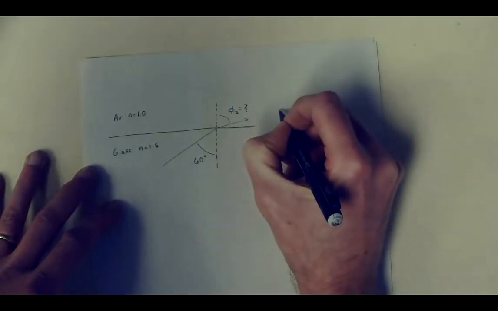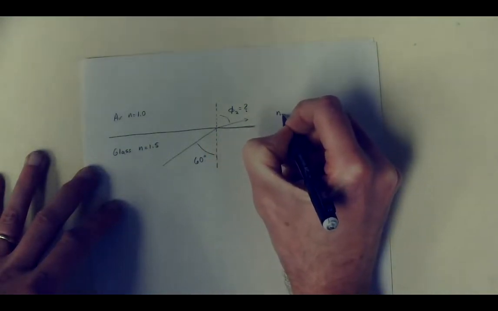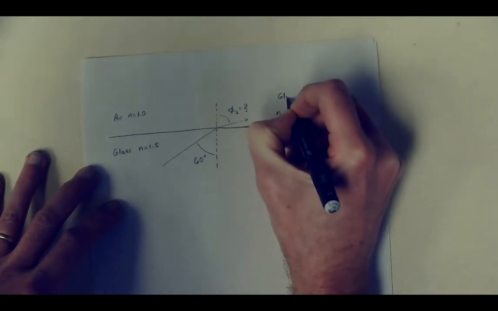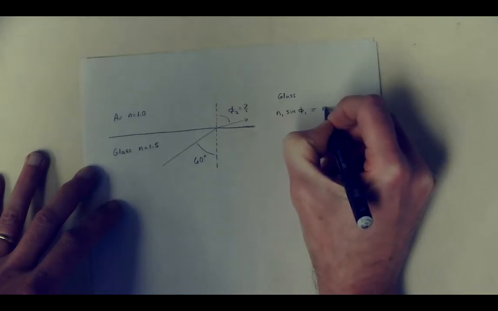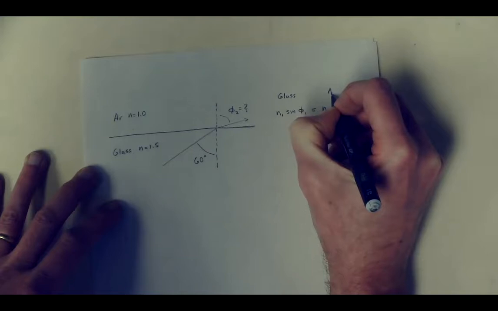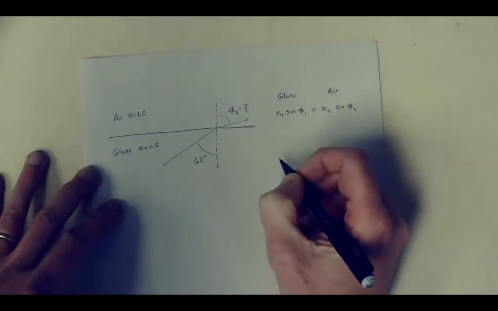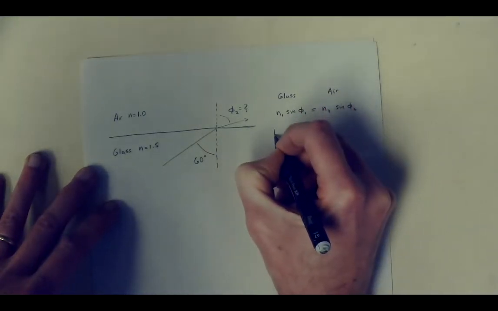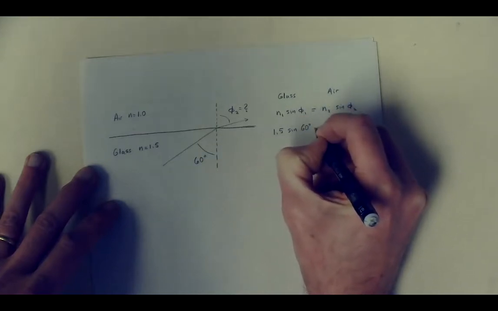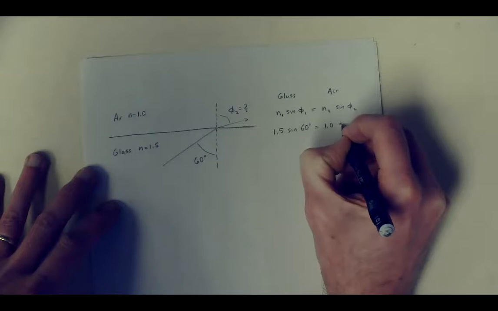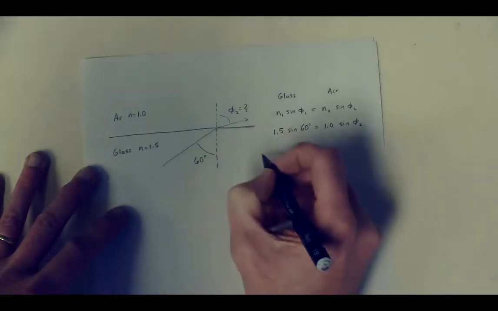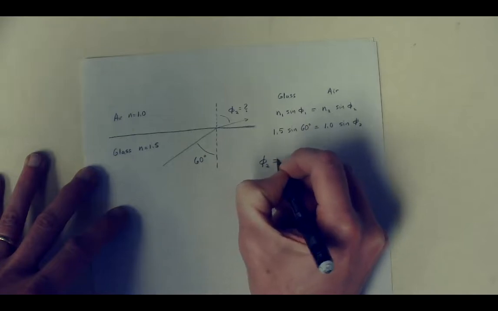So using Snell's law again, always, n1 sine of phi 1, and this will be in the glass to start with, and that equals n2 sine of phi 2, where 2 is now out in the air. Putting the numbers in, we would have 1.5 times the sine of 60 degrees equals 1.0 times the sine of phi 2. What is phi 2? Well, you can do the math. I'll do it for you here.